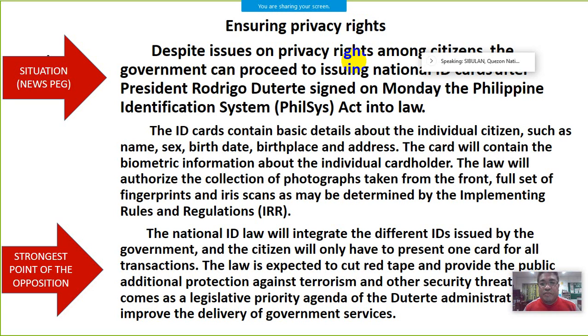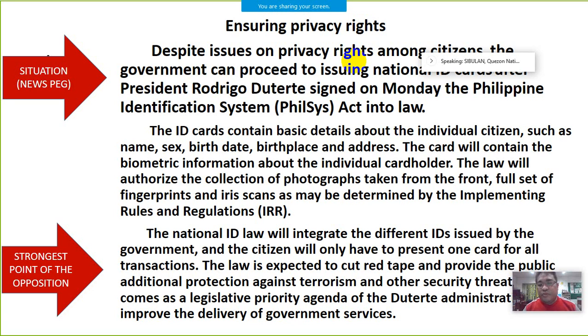Despite issues on privacy rights among citizens, the government can proceed to issuing the national ID after President Rodrigo Duterte signed on Monday the Philippine Identification System or PhilSys Act into law. Then what follows is a background. The next paragraph gives the background. The ID cards contain basic details about the individual citizen, such as name, sex, birth date, birthplace, and address.